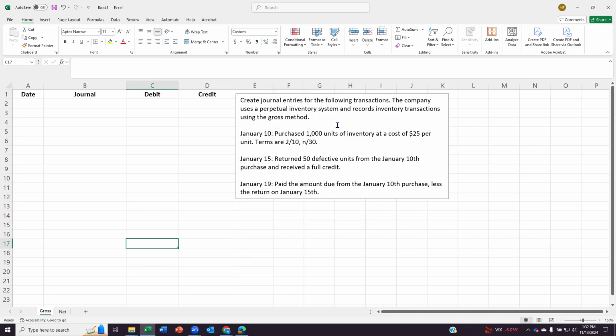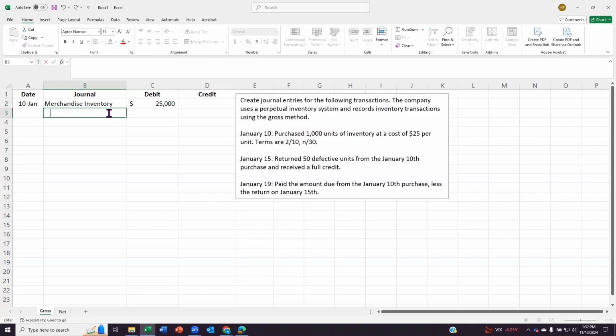So our first transaction is the purchase on January 10th. We purchased 1,000 units at $25 per unit. So our merchandise inventory will increase by 1,000 units times 25, which is 25,000. And then our accounts payable, money we owe to the company we're buying from, will also increase by 25,000.